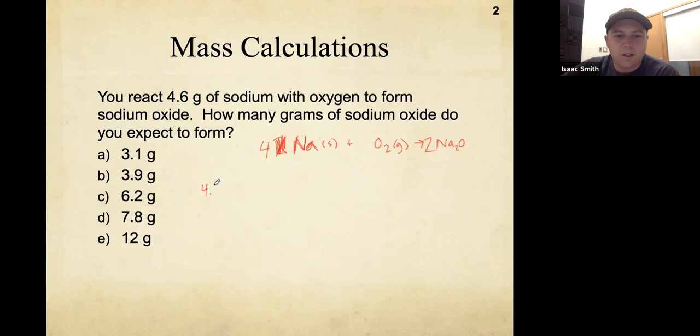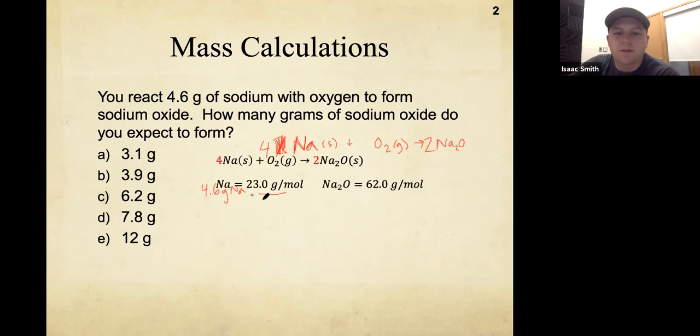Now if you use that web that we talked about in the last lecture, the way you'd write this out is you have 4.6 grams of sodium, and we need to convert grams of sodium to moles of sodium. So we're going to need the molar mass of sodium, which I believe is 24. No, it's 23. Okay, back that up. 23.0 grams of sodium for every 1 mole of sodium.